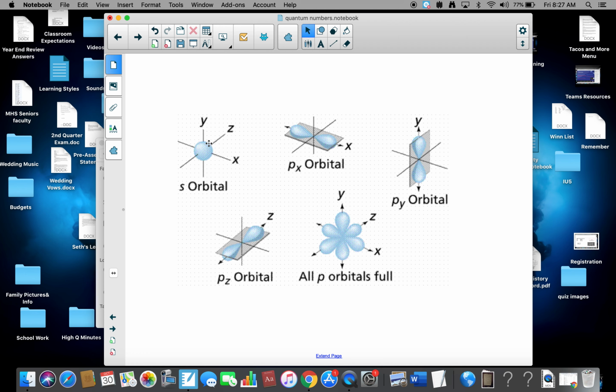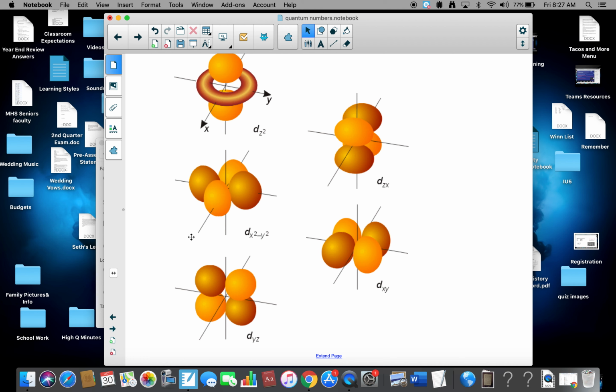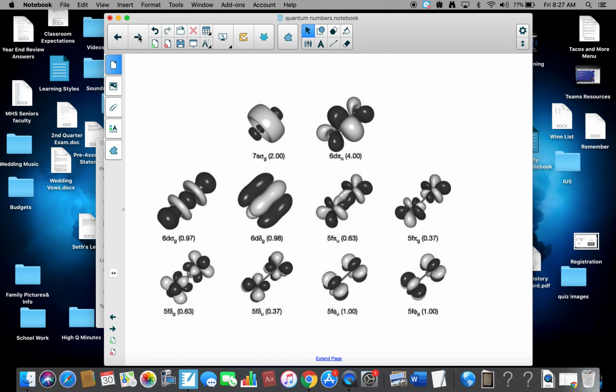This is what S is. We can always put 2 in there, and it's a sphere. P, there's 2 in each, so 2, 4, 6, remember, and they're all together like that. D's are starting to get a little strange. And F's, well, they get really strange. All right, so how do we do this?